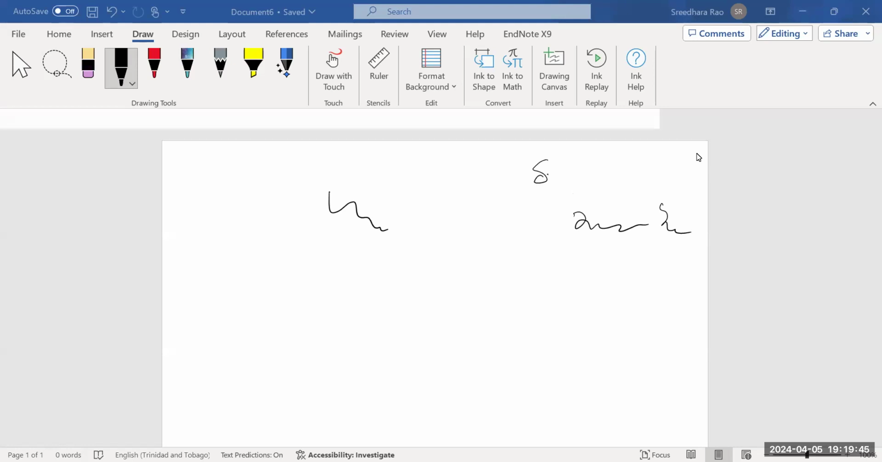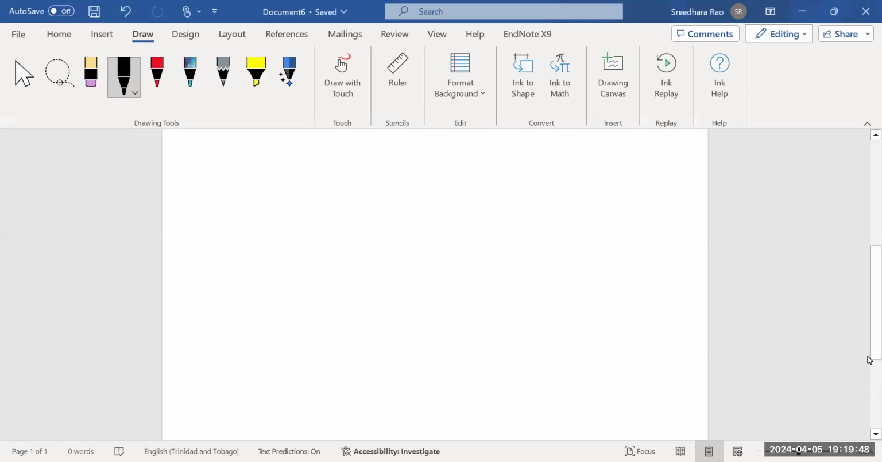So there is a problem in PDF, right? Okay, we will see.